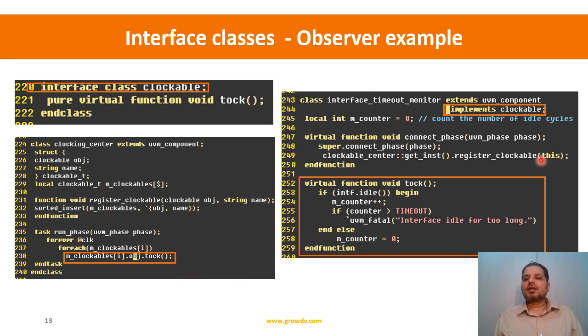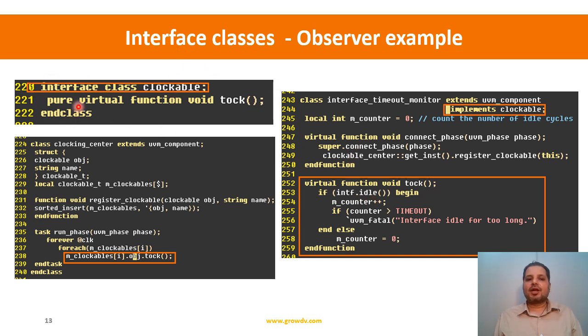Similar to register, you can have unregister as well, and they can remove themselves. And as many people who want to receive tock can register over here. If none of them are registered, no problem, right? This loop will not execute because this particular queue will remain empty. Got it, right? So this way we are able to do one-to-many event distribution. This is the concept of interface classes.